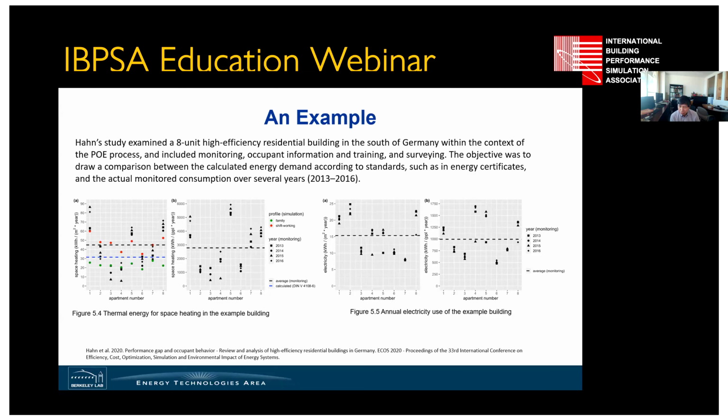So the figure on the right shows the total electricity consumption, and this is basically for lighting, appliances, and maybe some cooling.